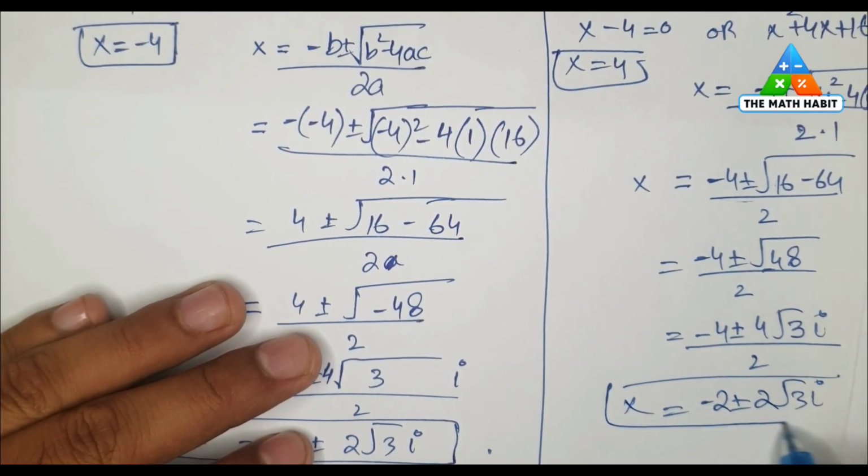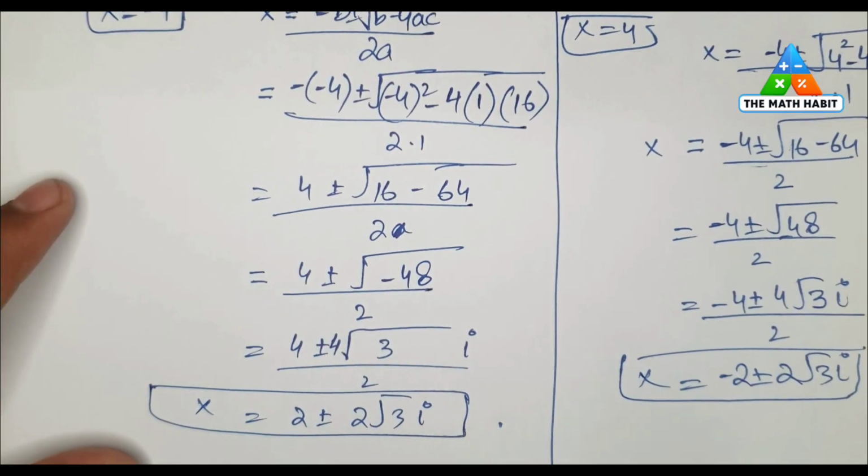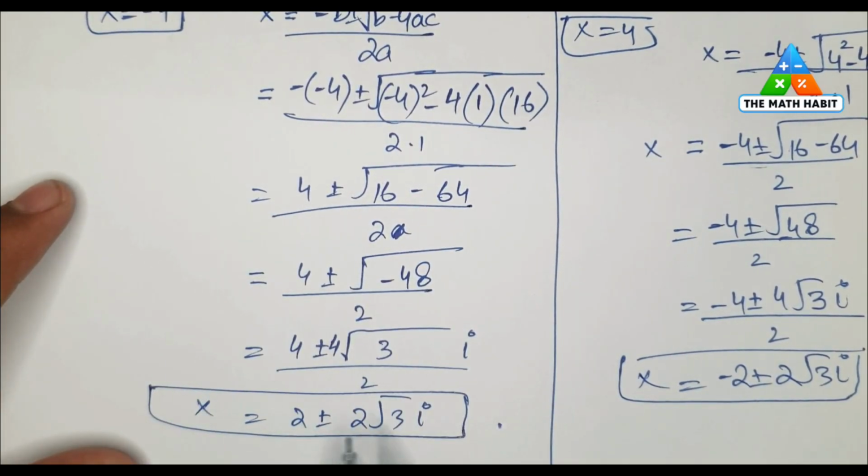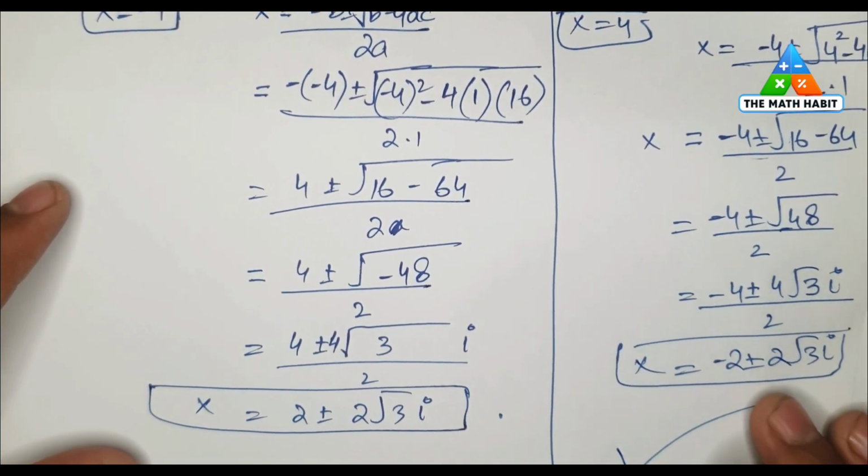This is the value of x from it. So we have a total of 6 values of x. x is equal to minus 4, x is equal to 2 plus minus 2 under root 3 iota, x is equal to 4, and x is equal to minus 2 plus minus 2 under root 3 iota. This is the final answer for this problem.